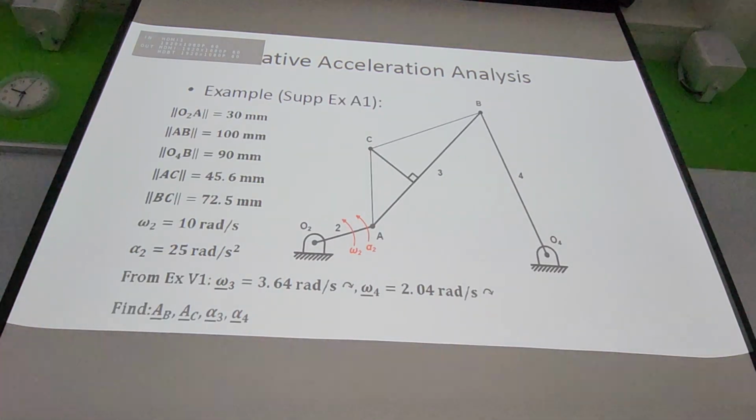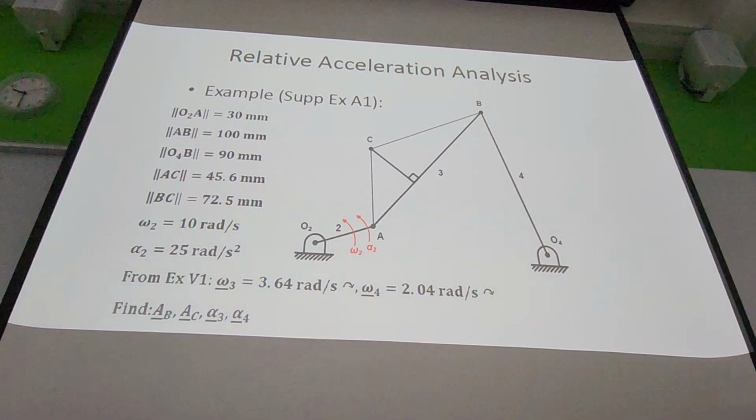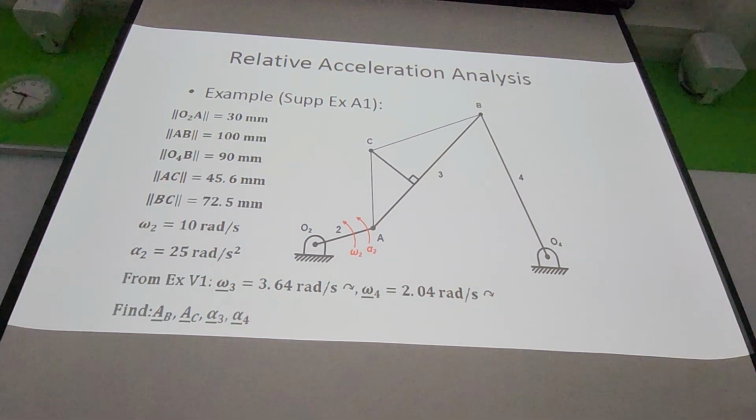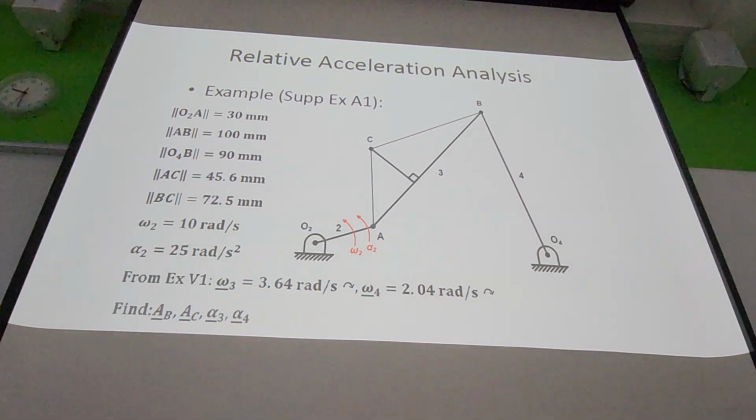So now, for example, we'll try to understand. This is the data given to you. Omega 2, the angular velocity, and alpha 2, the angular acceleration, are given to you, and the orientations of both are given. Consider that all the information is given. Omega 3 is not given, but once you do your velocity analysis, you know the angular velocity of link 3 and also the angular velocity of link 4.